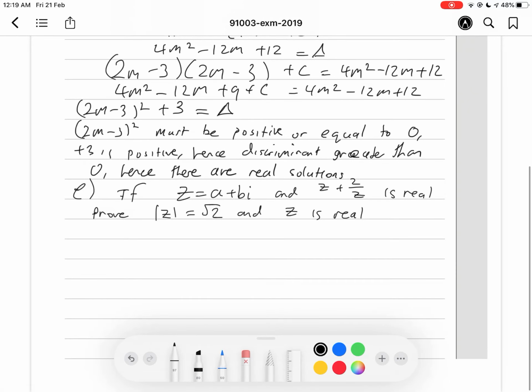So that would be your final answer for that question. Question E: if z equals a plus bi and z plus 2 over z is real, prove that the modulus of z is square root of 2, and z is real.